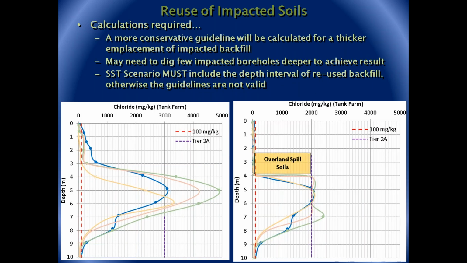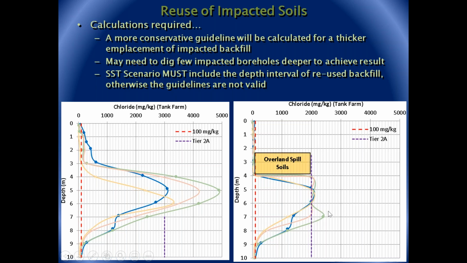So this is the kind of thing that you get at the end of the day. On the left, here's the same chart that we had before with our chloride concentrations in our tank farm. This is our previous guideline here, 3,000 milligram per kilogram. But on the right, this is what things look like now. This overland spill soil starts at about 2.5 meters, and actually this box should really extend down to 7 meters. You can see here that everything's capping out at around 2,000, because that's the maximum concentration that was present in the overland spill area. So all that material has actually been backfilled from 2.5 meters-ish down to 7 meters.